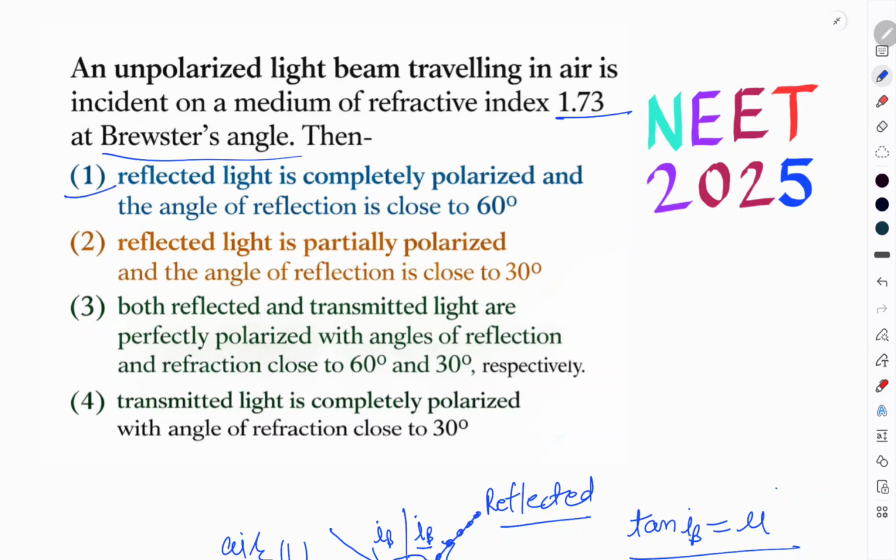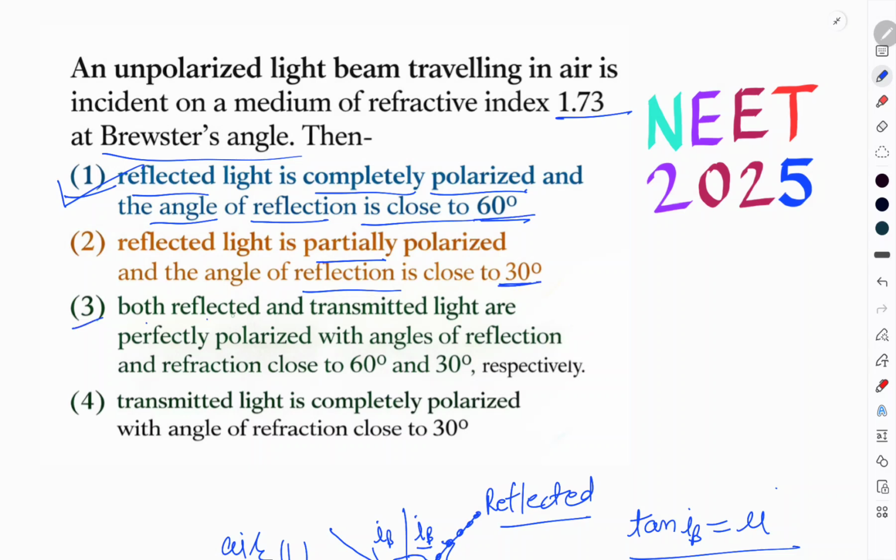In option 1 it is given that reflected light is completely polarized, and the angle of reflection is close to 60 degree. Yes, it is right. Option 2: reflected ray is partially polarized. No, it is completely polarized. And the angle of reflection is 30. No, it will be 60 degree.